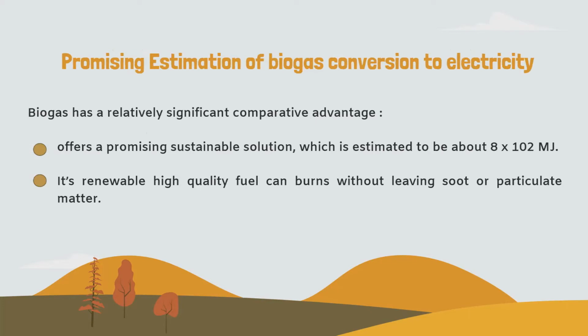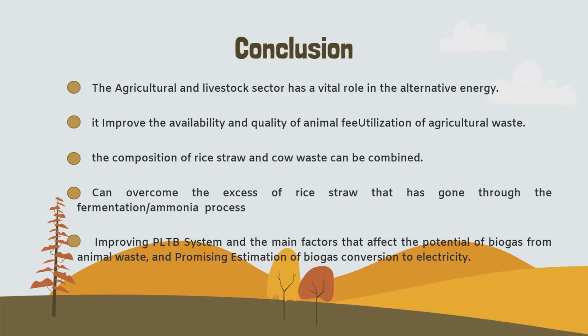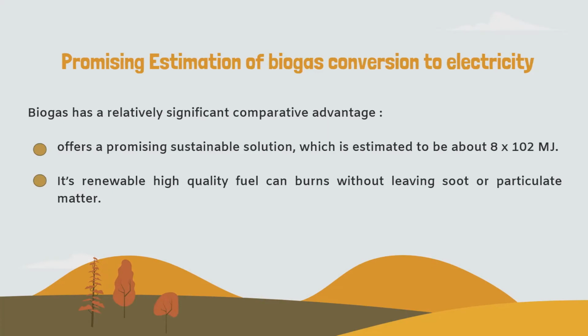And the promising estimation of biogas conversion to electricity is that biogas offers a promising sustainable solution, which is estimated to be about 8 multiplied by 10^2 megajoules, and is a renewable high quality fuel that can burn without leaving soot or particulate matter. Biogas itself consists of methane, carbon dioxide, and traces of other gases produced through microbial processes under anaerobic conditions from biodegradable material, which creates an alternative renewable high quality energy.